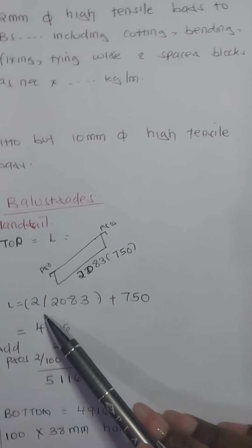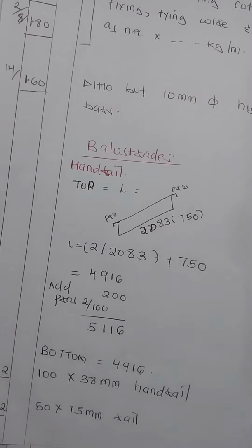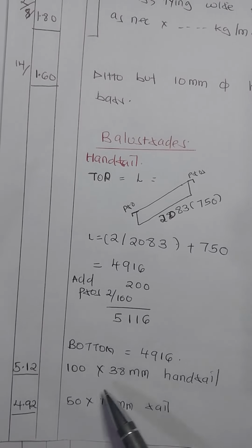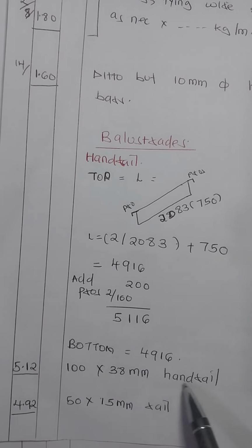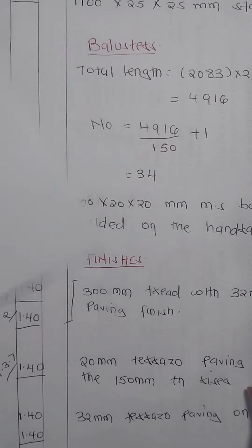So for the first one, we say 5.12, 100 by 38 millimeters handrail, and then for the second one we have 4.92, 50 by 15 millimeters MS rail. So that is the handrail.